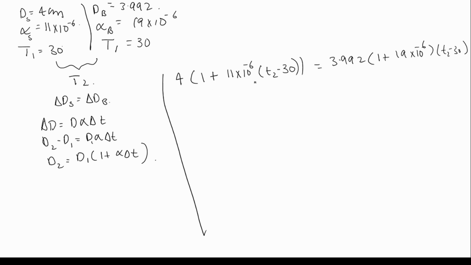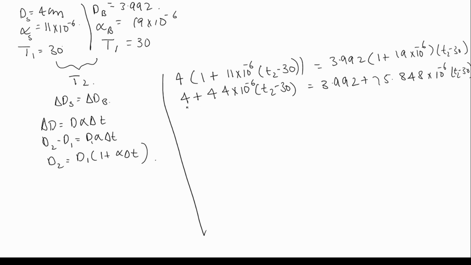So now we'll multiply 4 and 3.992. So 4 into 1 is 4, plus 4 into 11 into 10 to the power of minus 6, which is 44 into 10 to the power of minus 6, into T2 minus 30. This is equal to 3.992 plus 19 into 3.992, which is 75.848 into 10 to the power of minus 6, into T2 minus 30.